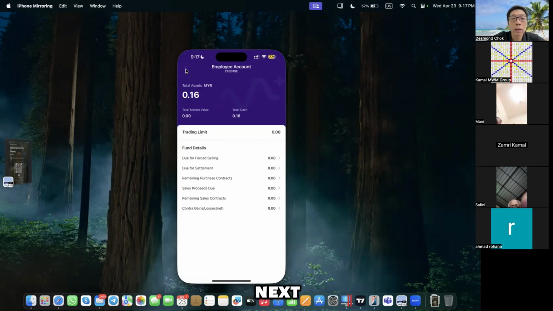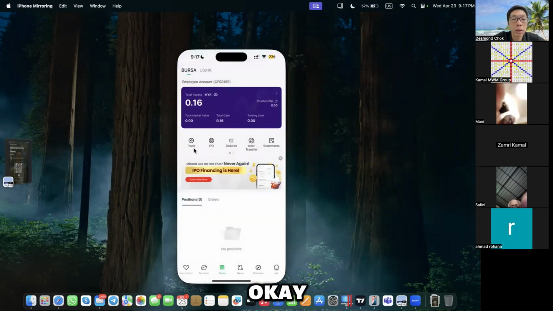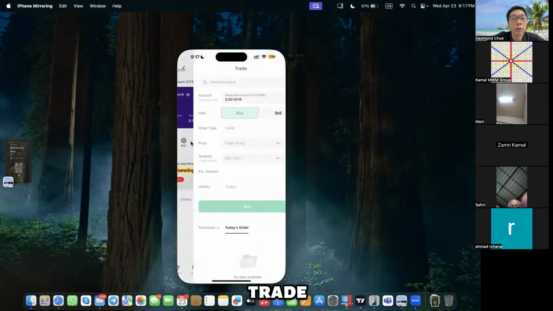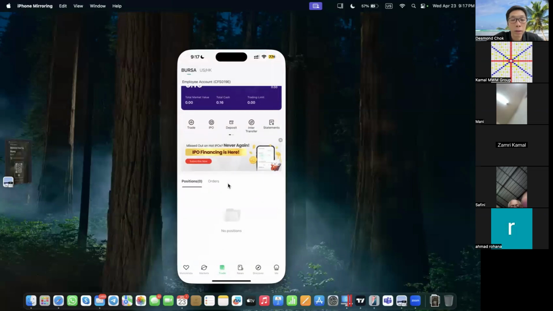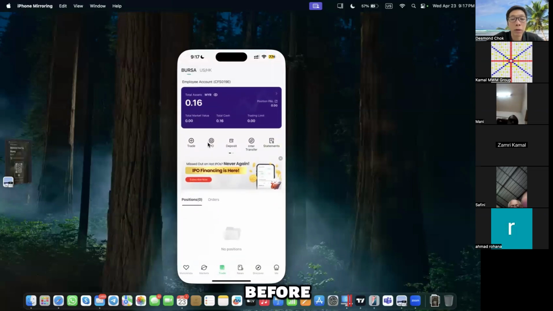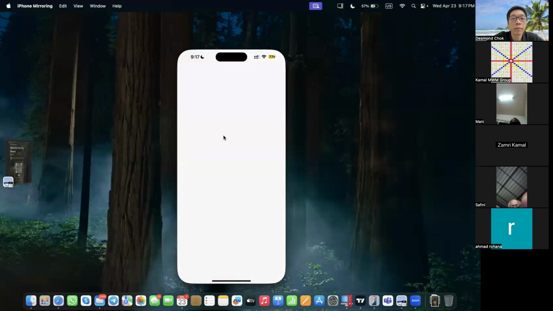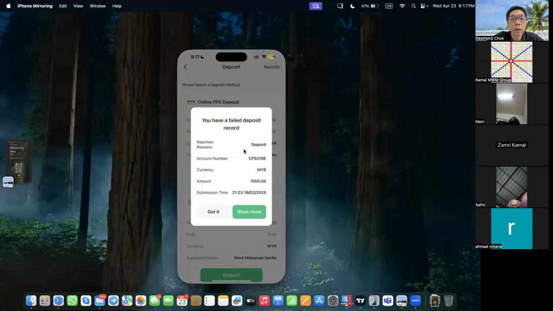Okay, then next, what can you see here? Okay, this one trade, same thing. This one nothing much lah. This one trade is just the screen for buy and sell. Okay, yeah. Before I go to IPO, I skip to this one, deposit, first. So you can see deposit.